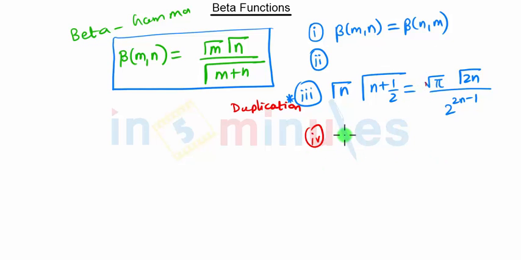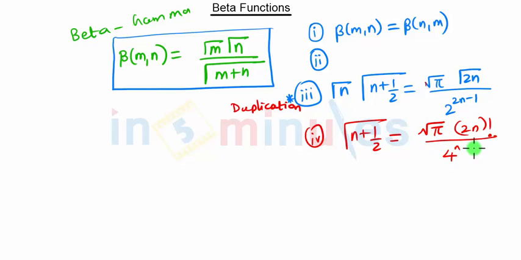Then the fourth property is gamma of n plus half. Gamma of n plus half is nothing but root pi into 2n factorial upon 4 raised to n into n factorial. This is valid only if n is a positive integer. So this formula is derived from the previous formula, just a modification of some terms. So you have to remember these basic results for now. How we got this result we will see in our next video.